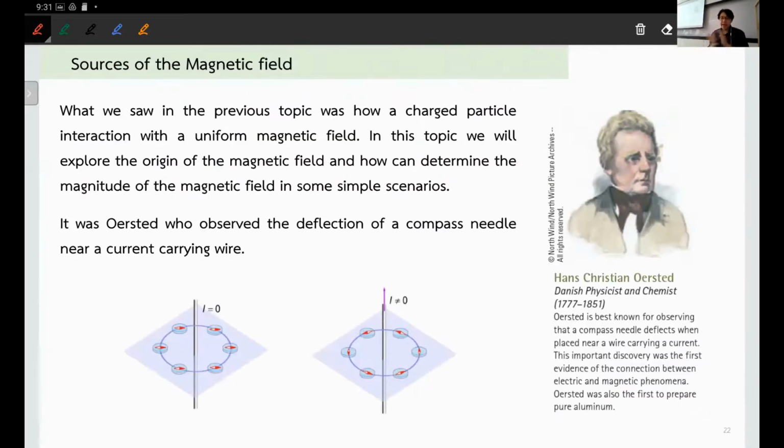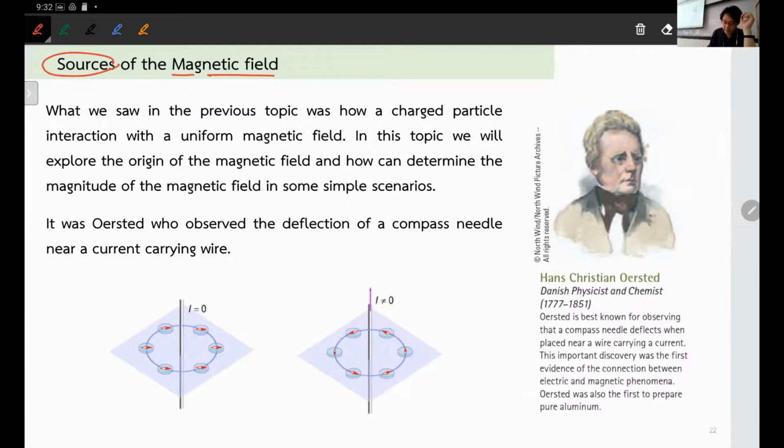Now the second half of today's lecture is the source of the magnetic fields and how we can calculate the magnitude of that field from the source. It turns out this is kind of amazing, in the sense that the source of the magnetic fields is the traveling of the charge. That's kind of weird. So what I'm saying is this.